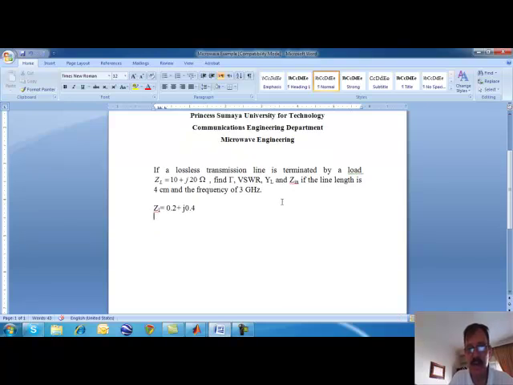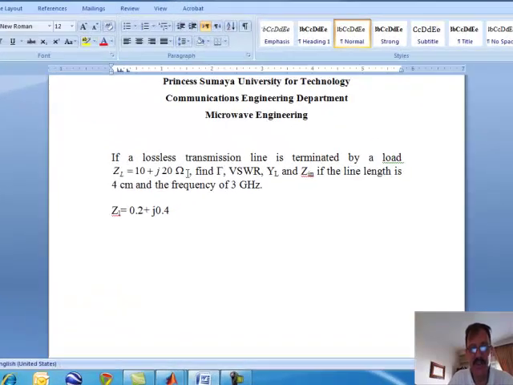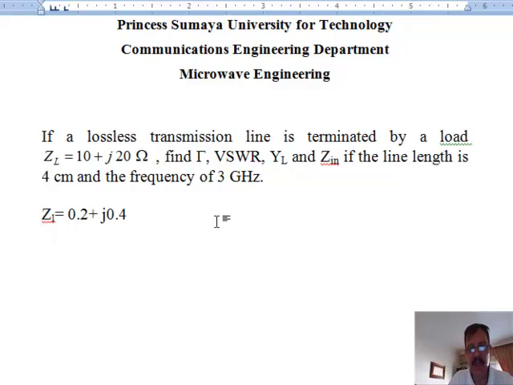is terminated by a load ZL equals 10 plus J times 20 ohm. We need to find gamma, which is the voltage reflection coefficient, VSWR, which is the voltage standing wave ratio, YL, which is the admittance of this load, and the input impedance Zin if the length of the line is 4 centimeters and the frequency of operation is 3 gigahertz.